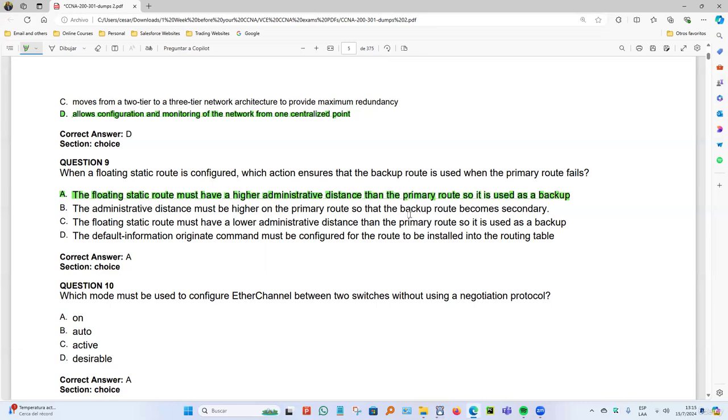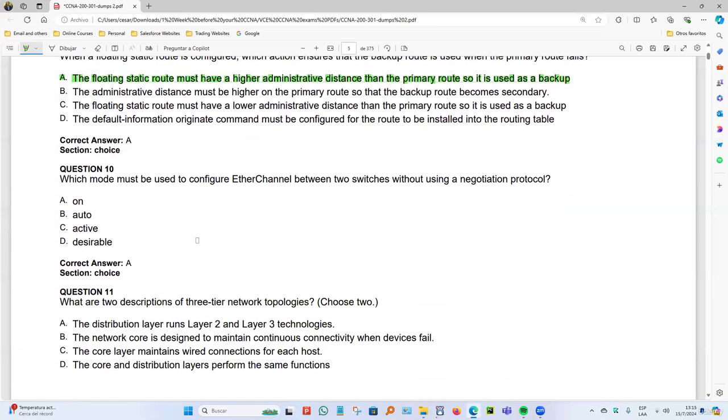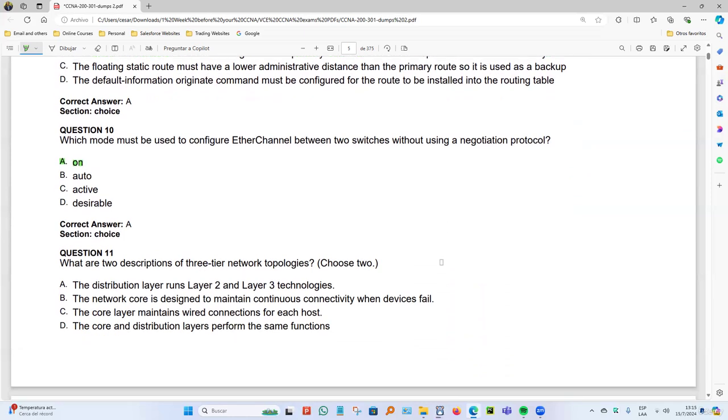In fact, let's go with question 10. Which mode must be used to configure EtherChannel between two switches without using a negotiation protocol? And that will be A for this exam. So in order to have EtherChannel between two switches without using a negotiation protocol, we use the on mode.